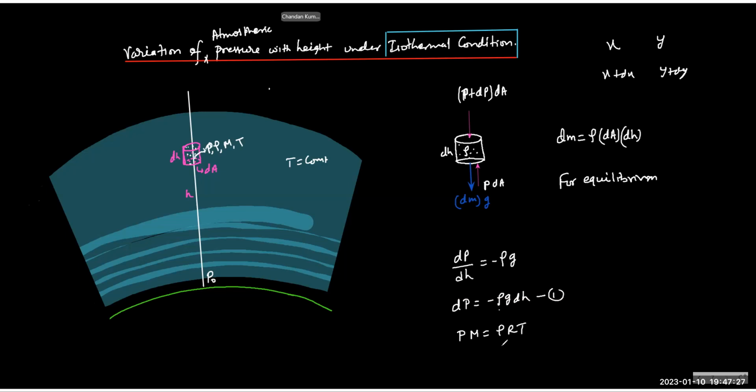What you don't want, what you want to replace here, is density. So divide these two equations, that's easy. Dividing 1 by 2, what will we get? dP by P equals minus Mg dh by RT, correct? So dP by P is how much?